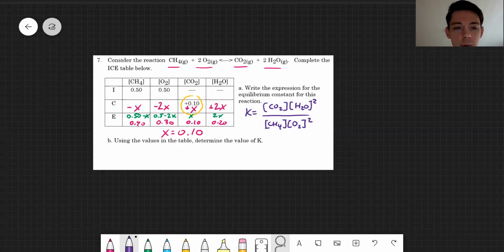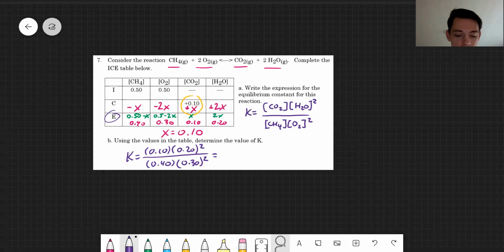We have our equilibrium values for each, so we can just simply go and plug those in. K equals CO2 is 0.1, H2O is 0.2 squared. The denominator is going to be CH4 is 0.4 and O2 is 0.3, also squared.